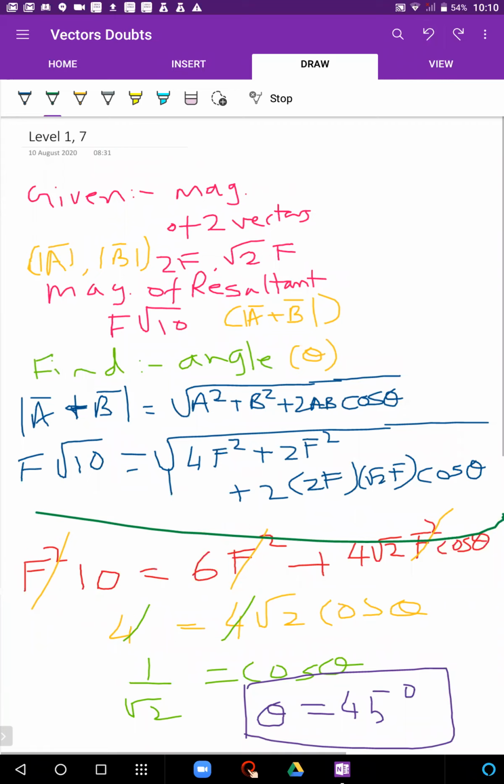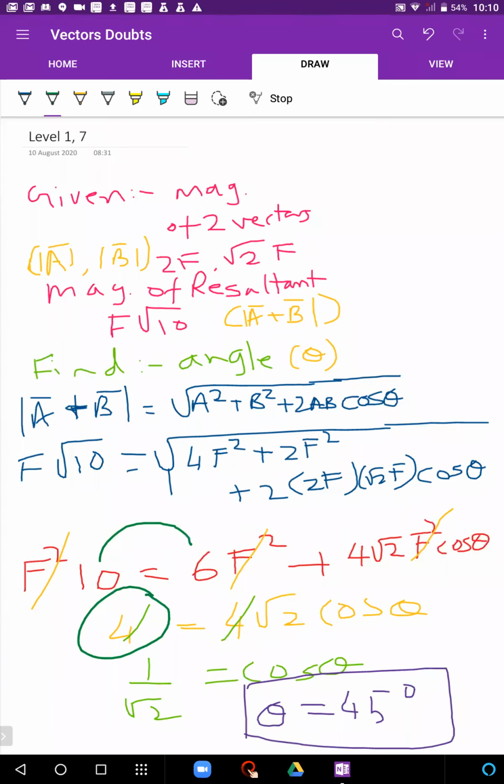So your equation looks like this: f square into 10 equals f square into 6 plus 4 root 2 f square cos theta. Obviously, you can cancel out f square from all terms. Then you have 10 and 6 left. 10 minus 6 becomes 4. So 4 is 4 root 2 cos theta. उसमें फिर दोनों side 4 cancel कर लो. And in the end, if you do everything correctly, you should get cos theta as 1 by root 2. When is cos theta 1 by root 2? When theta is 45 degrees. है ना?